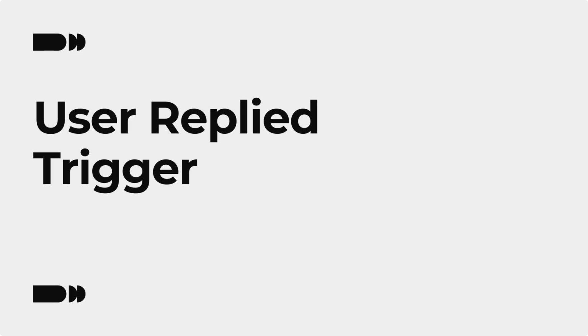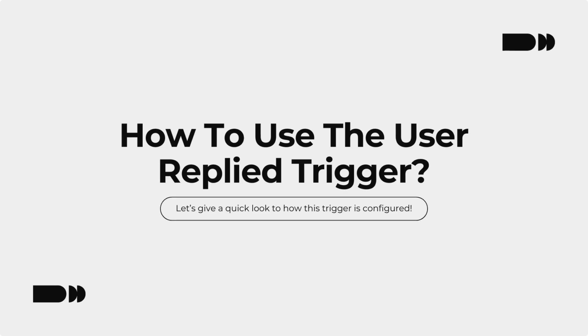Many automations need to react to your team's actions, not just customer activity. This new trigger helps you build workflows that kick off the next step immediately after a team member responds, making it easier to follow up on their activity. Let's learn how to use it.